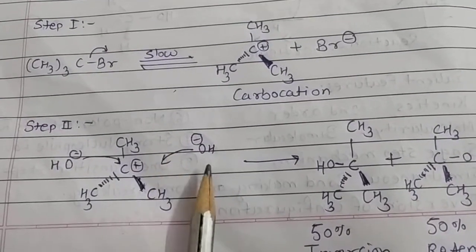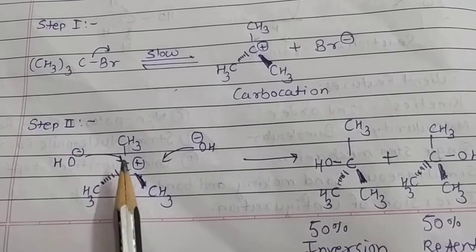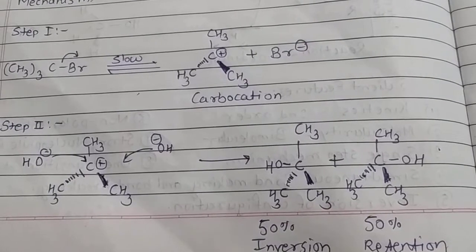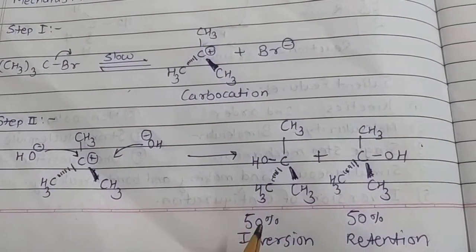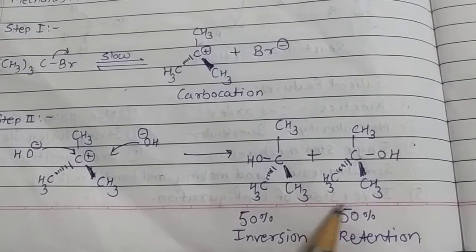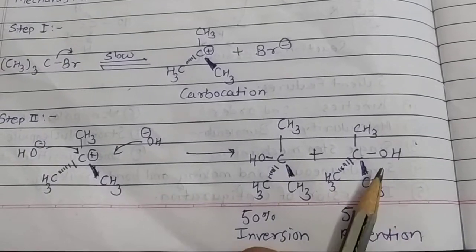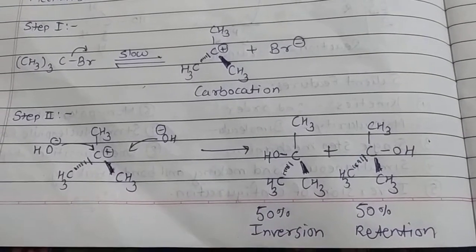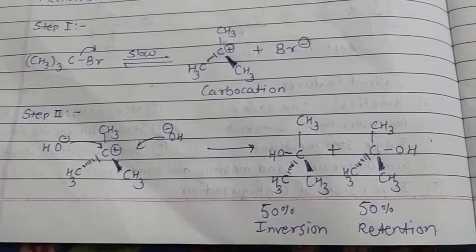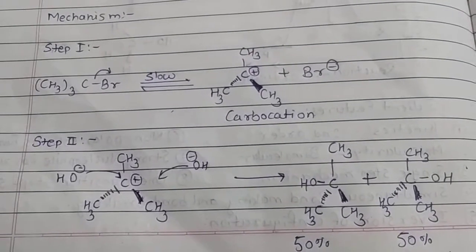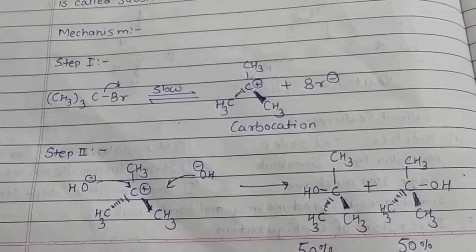And then OH can attack either from the front side or from the back side. From both sides OH can attack. So here we get two products, one with 50% inversion of configuration where OH is written on the back side, and one with 50% retention of configuration where OH is written at the front side. So here we get racemization, a racemic mixture: 50% inversion and 50% retention of configuration. And the second step is the fast one. Only the first step, formation of carbocation, is the slowest step.